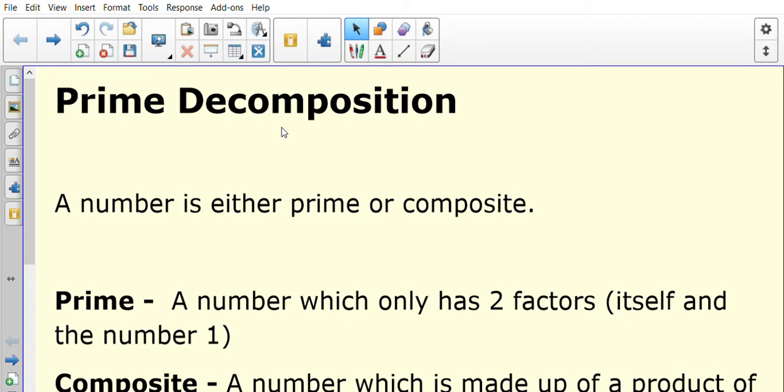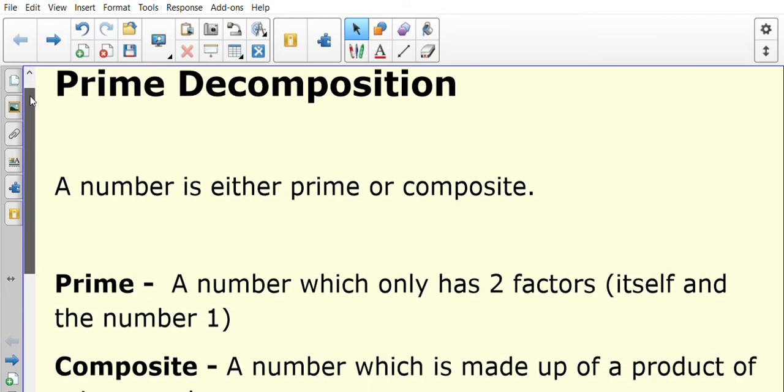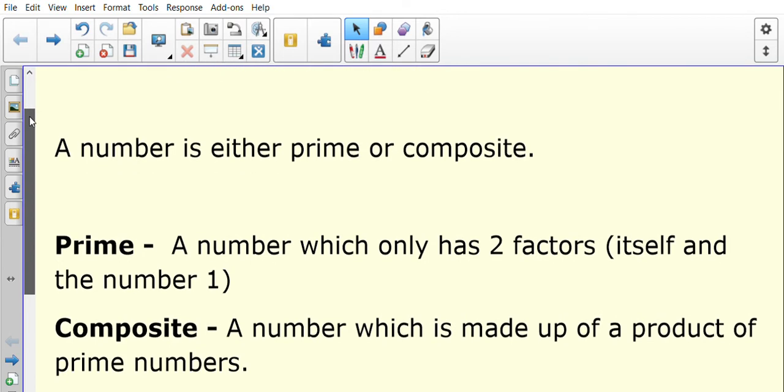So a composite number is a number that can be made up of a product of primes. Okay, and that's why it's very important to understand what a prime number is first before looking at prime decomposition. The word composite in maths always means kind of multiple. Like when you think of composite shapes, it's when two or more shapes are put together. So a composite number is a number that's made up of a product of prime numbers.